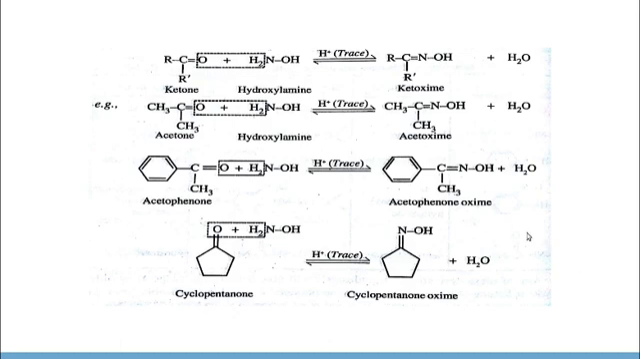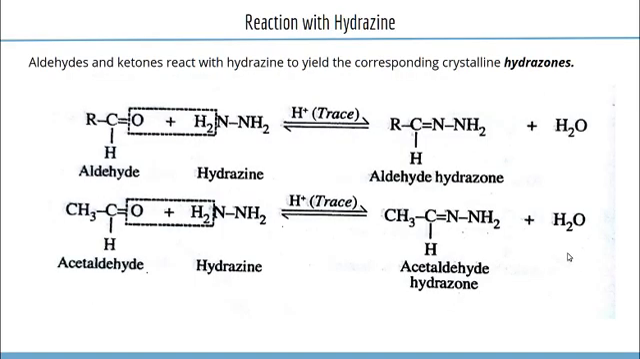So that's all about the condensation reaction of aldehydes and ketones with hydroxylamine. Always the final product is crystalline oximes. With ketone we will get ketoxime, and with aldehyde we will get aldoxime. Next is the condensation reaction of aldehydes and ketones with hydrazine, that is NH2NH2.